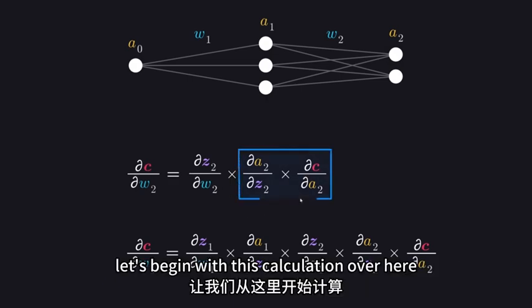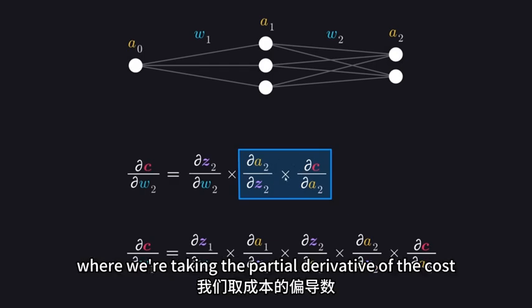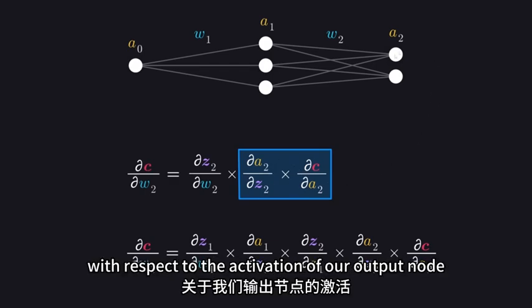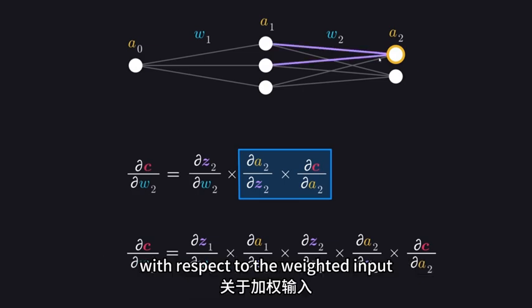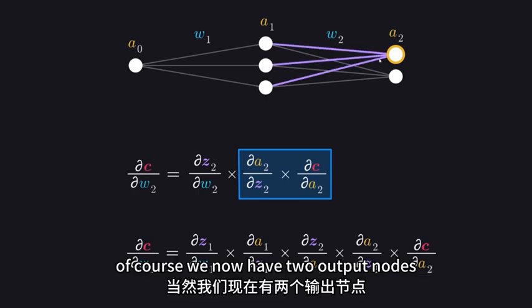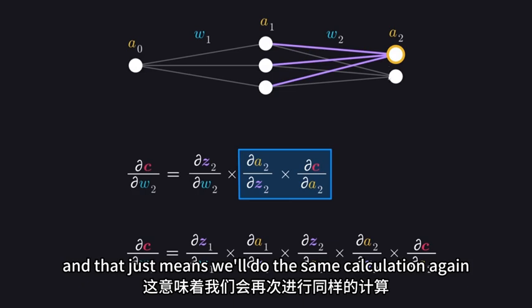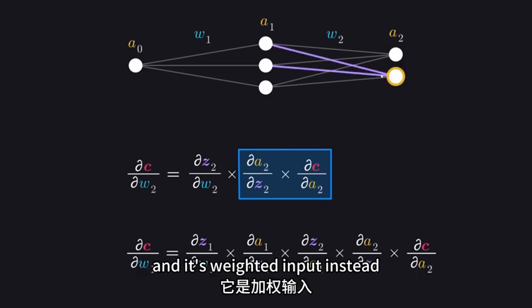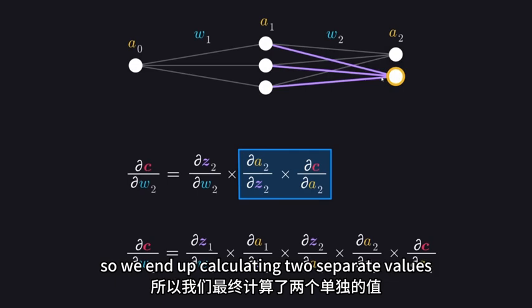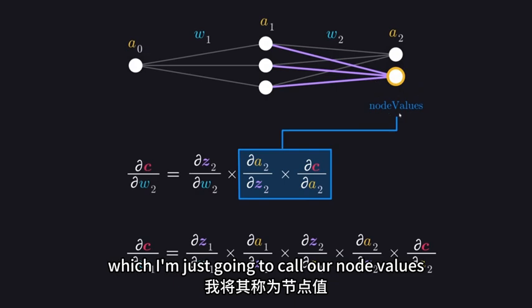Let's begin with this calculation over here, where we're taking the partial derivative of the cost with respect to the activation of our output node, and multiplying it by the derivative of the activation with respect to the weighted input. Of course, we now have two output nodes, and that just means we'll do the same calculation again, but using the activation of this other output node and its weighted input instead. So we end up calculating two separate values, which I'm just going to call our node values, because I'm bad at naming things.